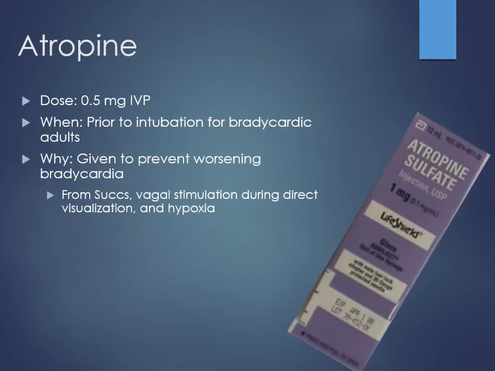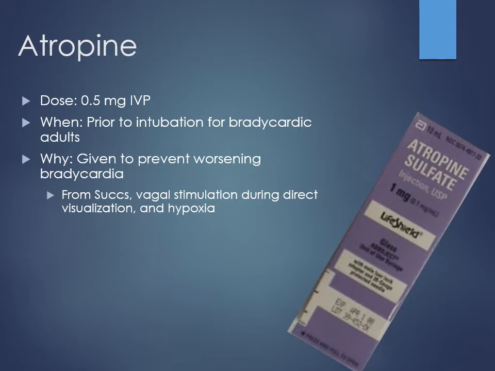The next drug you would use is going to be atropine. So what does atropine do? It's going to be acting as an anti-muscarinic, right? So this is going to be blocking muscarinic receptors, which normally get activated by what? Acetylcholine, right?